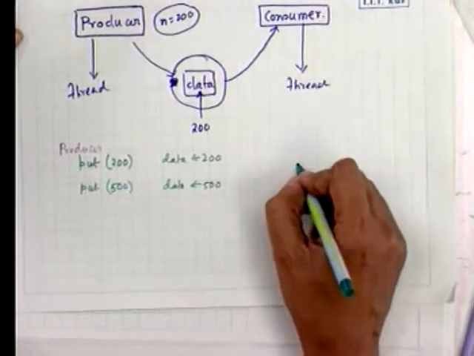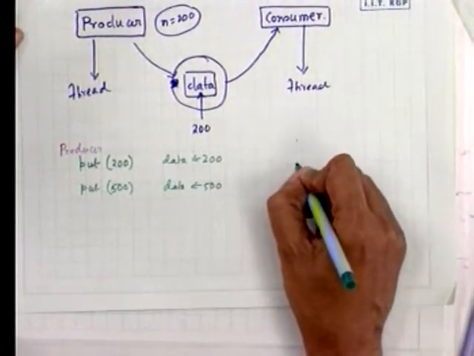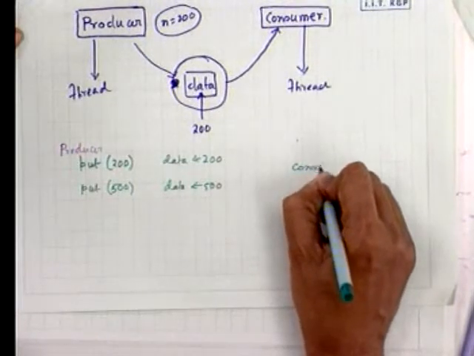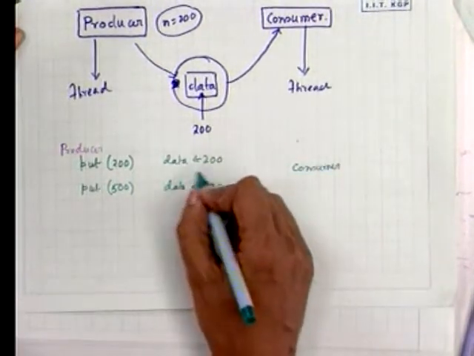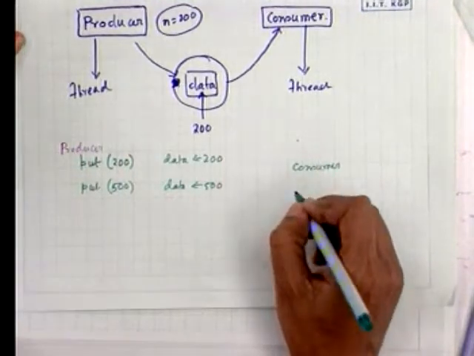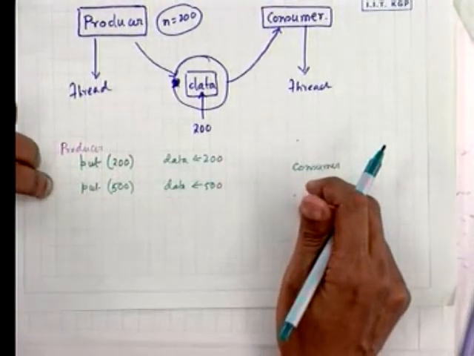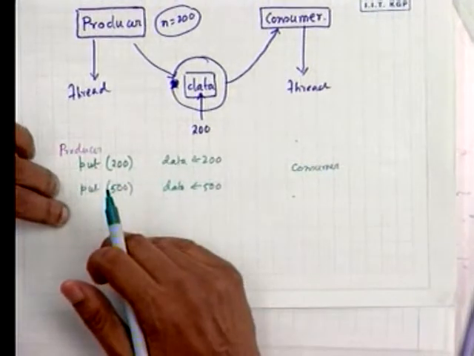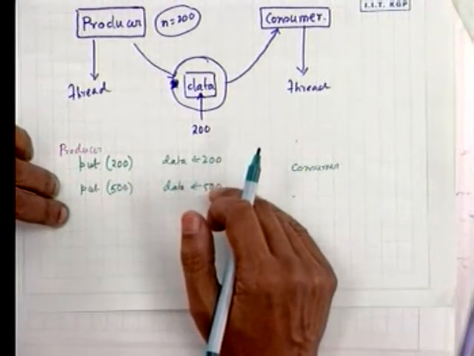But if the consumer has started somewhere here, then the consumer can access this data value at this instant of time. But again, after that, if no producer runs, then the consumer will again get the same value.